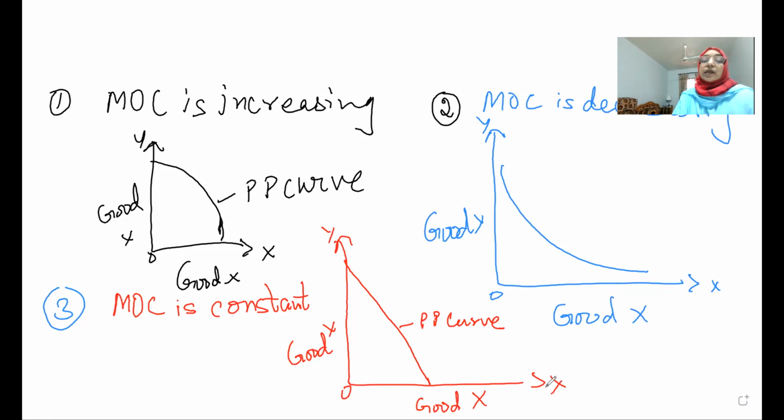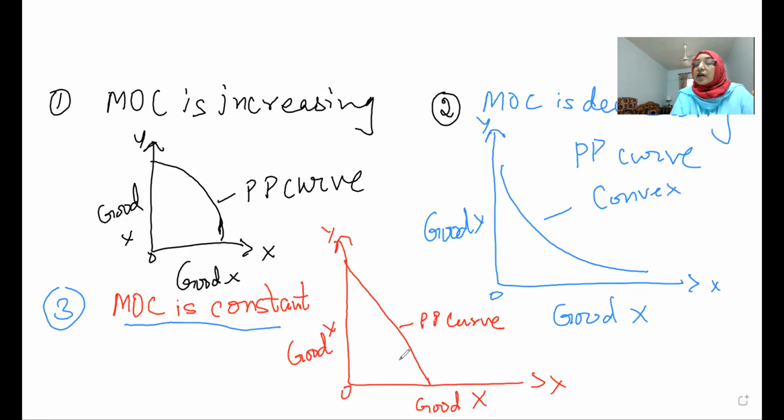Now you can see here, when MOC is increasing, PP curve is concave to the origin. When MOC is decreasing, PP curve is convex to the origin. And when MOC is constant, PP curve is a negatively sloped straight line.